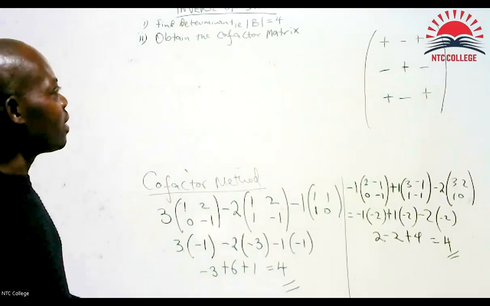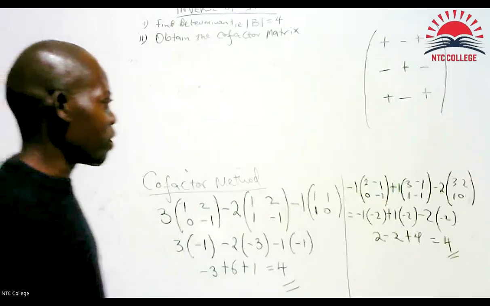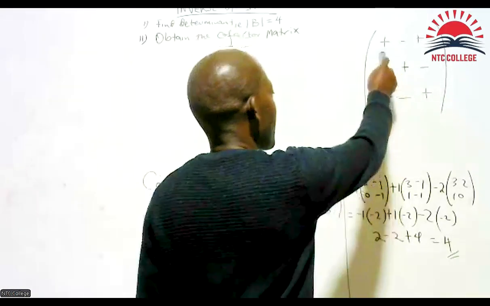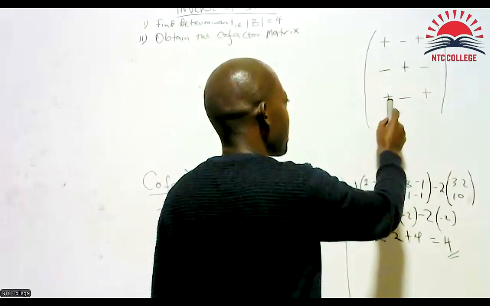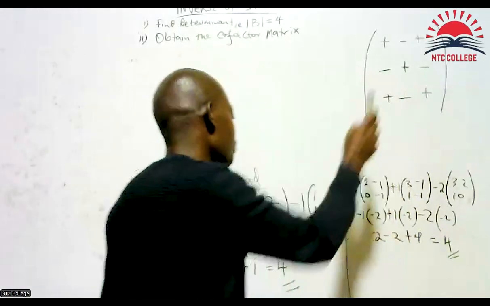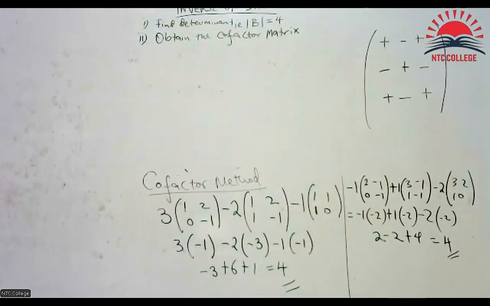Now we are obtaining the cofactor matrix and we stick to our signs, plus, minus, plus, minus, plus, minus, plus, minus, plus. What do we have to do with that? Without going into much workings, the cofactor matrix.